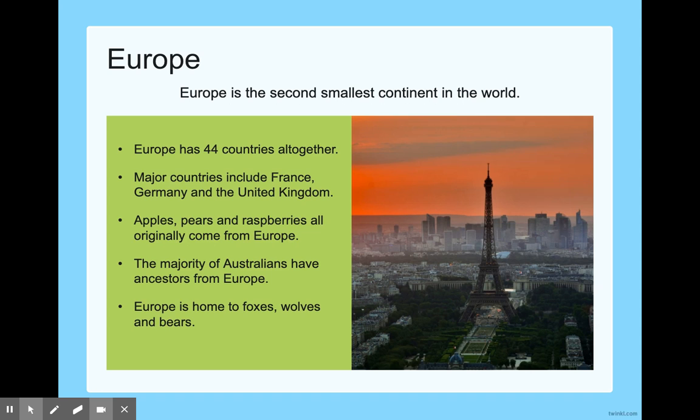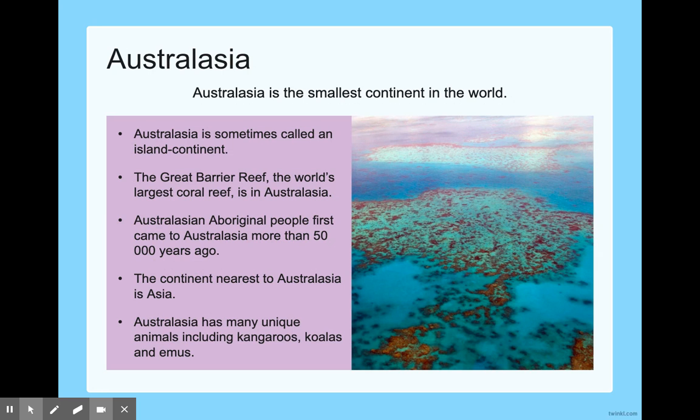Next, we get to Europe. So we'll be focusing a lot on Europe and North America this year. Europe is the second smallest continent in the world. Europe has 44 countries altogether. Major countries include France, Germany, and the United Kingdom, which is England, Great Britain area. Apples, pears, raspberries all originally come from Europe. The majority of Australians have ancestors from Europe. And Europe is home of foxes, wolves, and bears. So we'll get to know a lot about that as well.